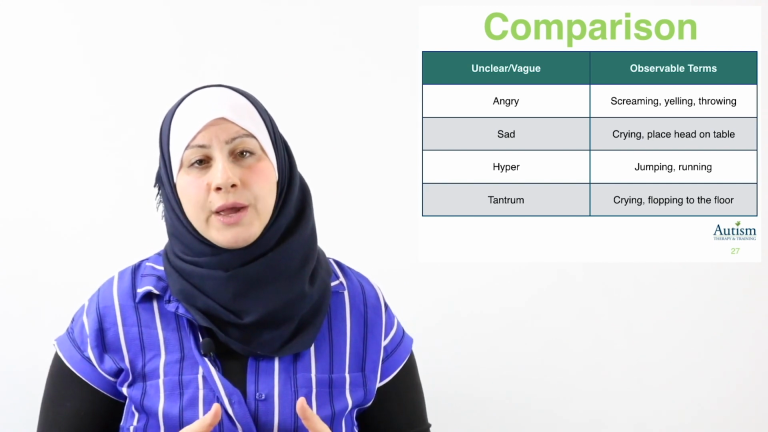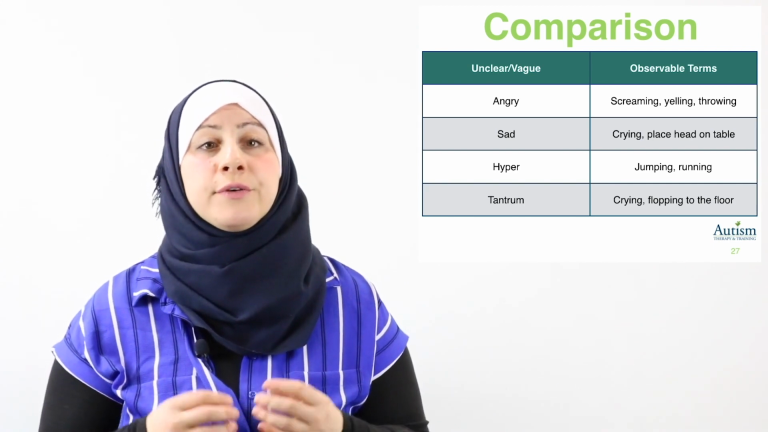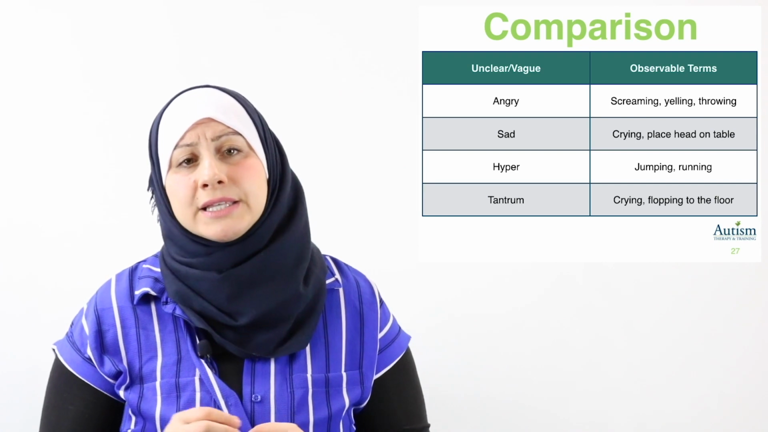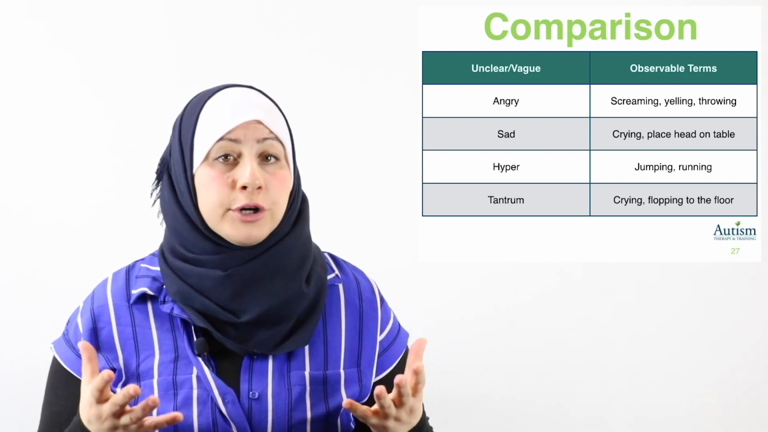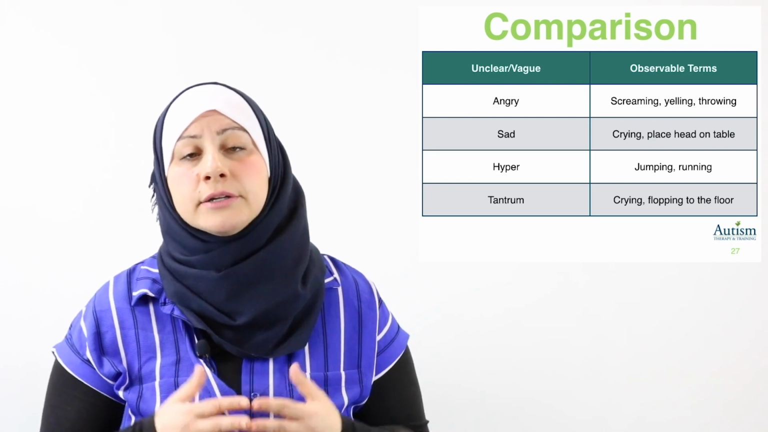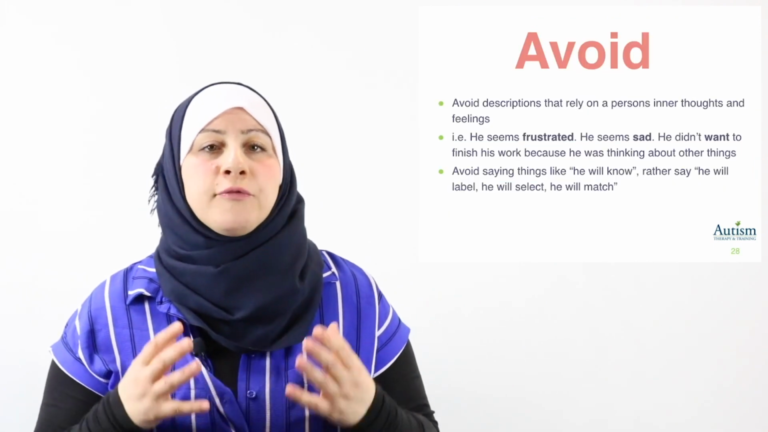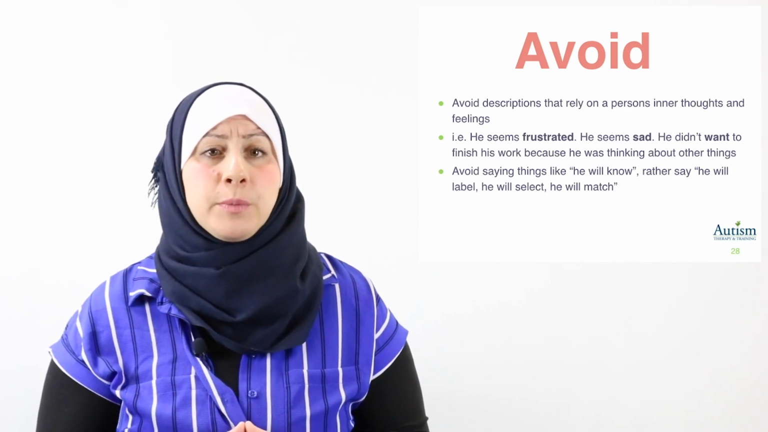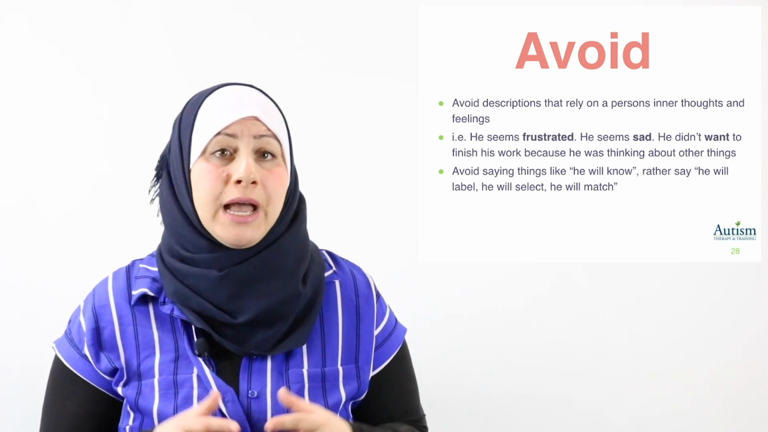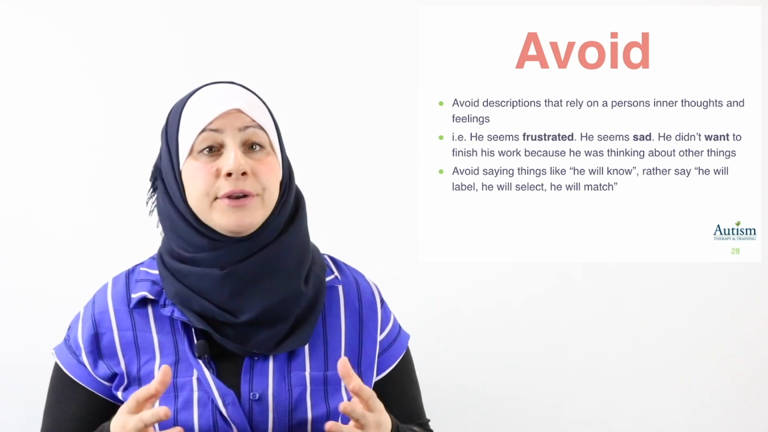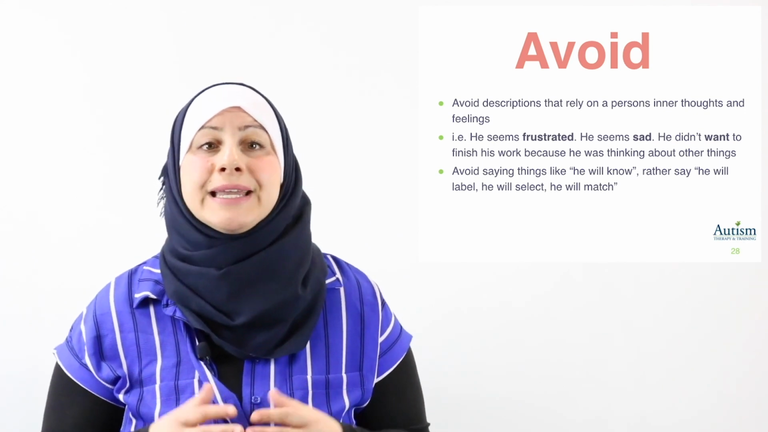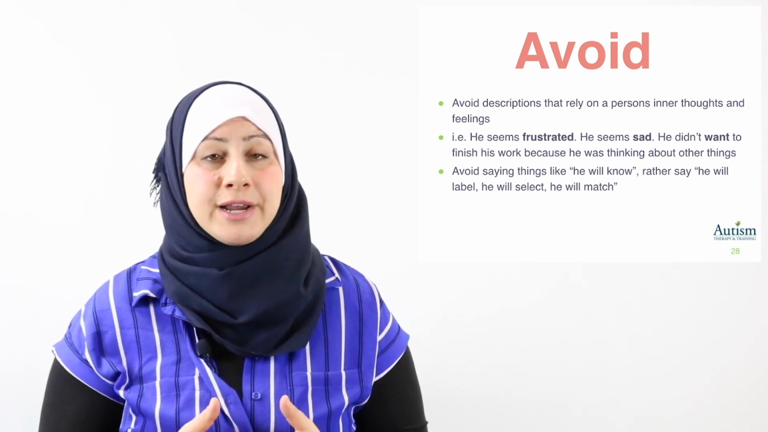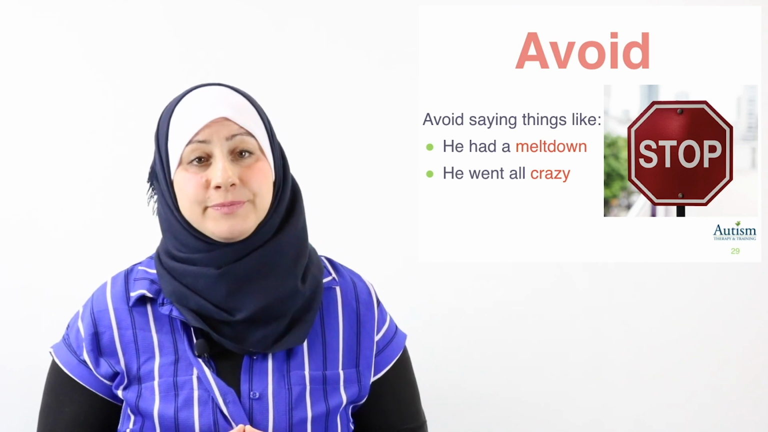And we want to ensure that when you discuss behaviors, you don't use labels such as angry, sad, hyper, tantrum. Replace these words with descriptive words, verbs such as screaming, crying, jumping, and so on. Avoid things like frustrated, wanted, thinking, ways of talking about behaviors that you can't really know. How do you know he wants something? How do you know he's frustrated? We cannot get into people's inner thoughts and feelings, but we can talk about what we see and the interaction between the behavior and environment.